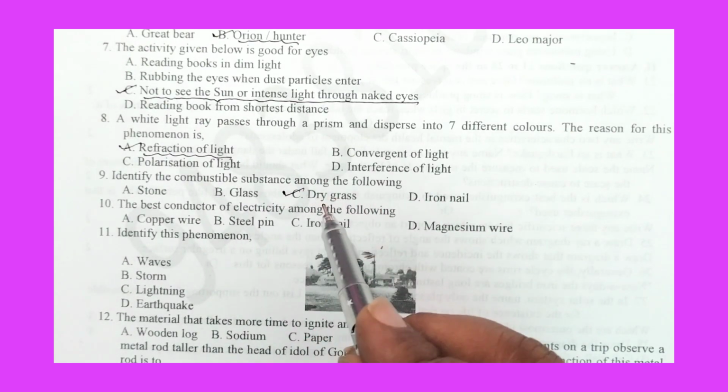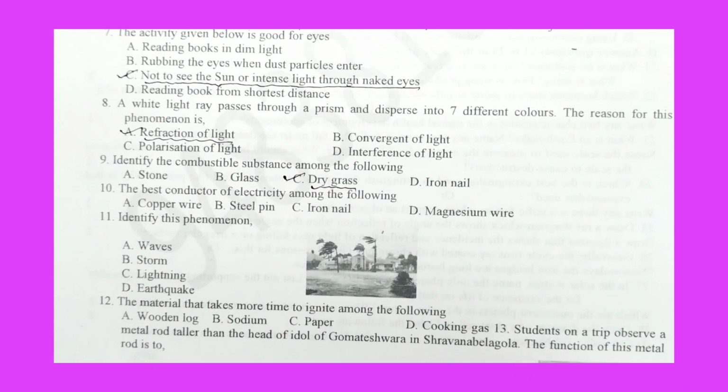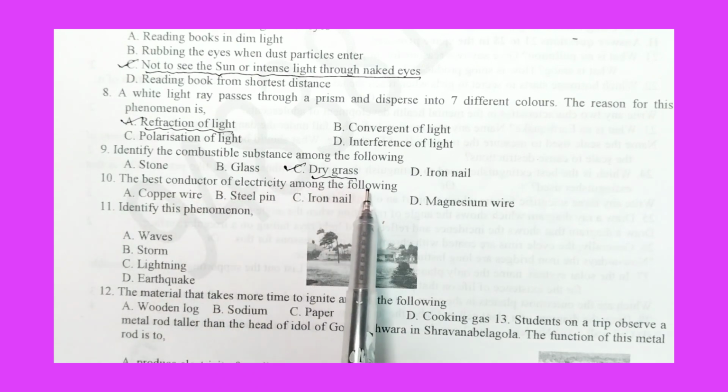The right answer is option C, dry grass. Then coming to the 10th question, the best conductor of electricity among the following.